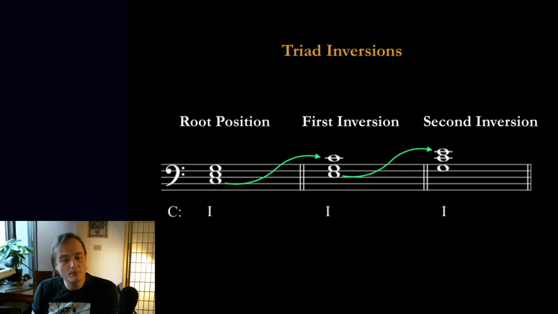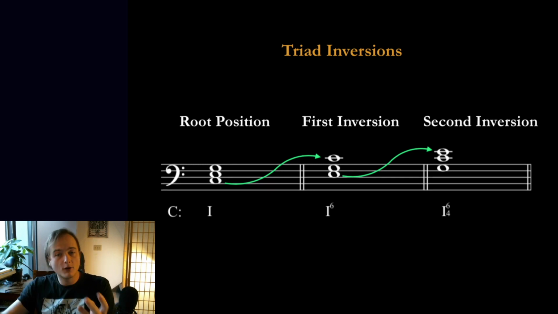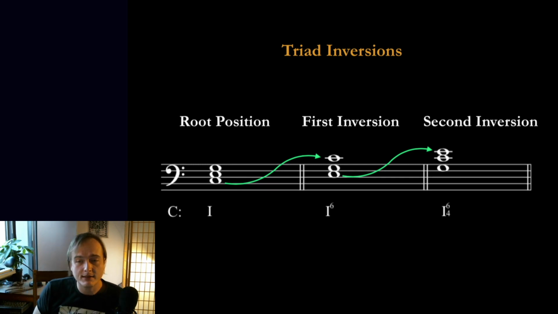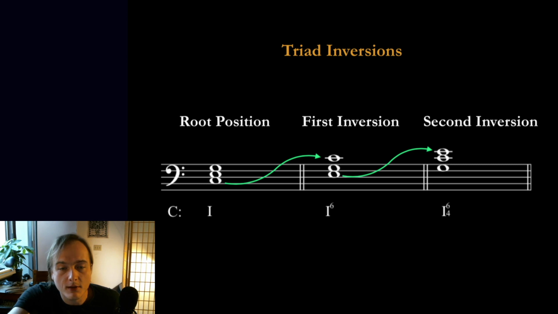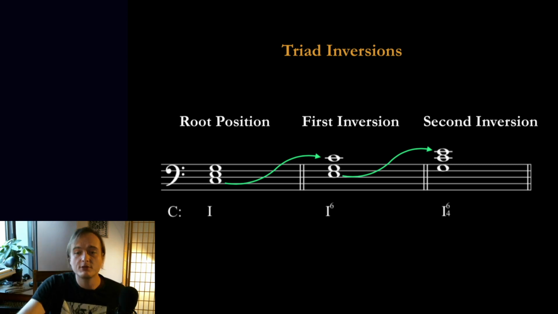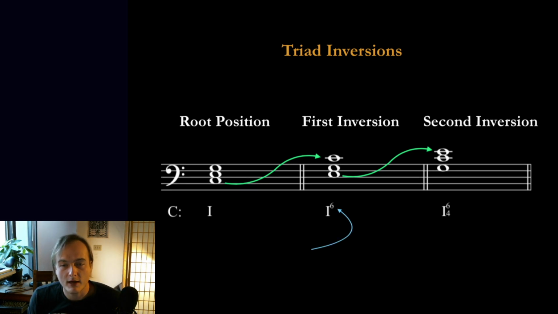Now, in Roman numerals, though, there is a whole separate language for this. These are all the one chord in C major, as we can see here, but we use this terminology here: 1 for root position, 1/6 for first inversion, and 1/6/4 for second inversion. And so you might see this a lot. It's important to know. I want to explain these numbers to you and where they come from.